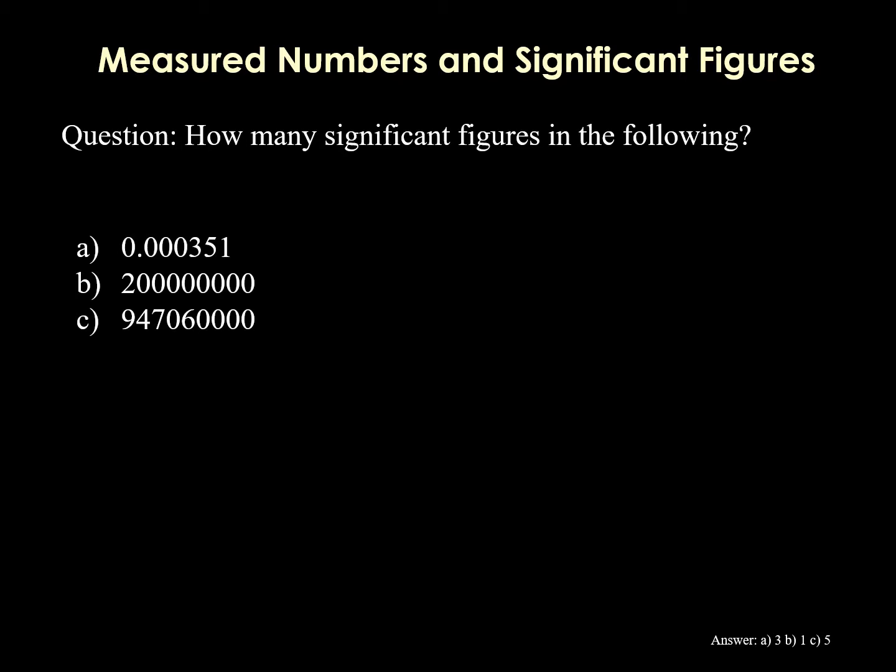So let's just try to put these examples together, hopefully straightforward. The first example, how many significant figures are there? There are 3, 1, 2, 3. If you wanted to write this in scientific notation, it would be 3.51 times 10 to the negative 4.